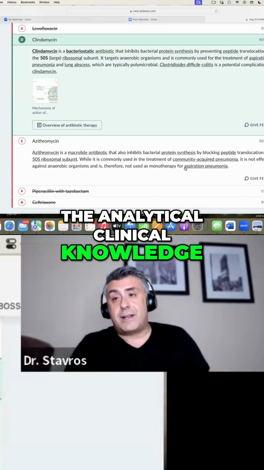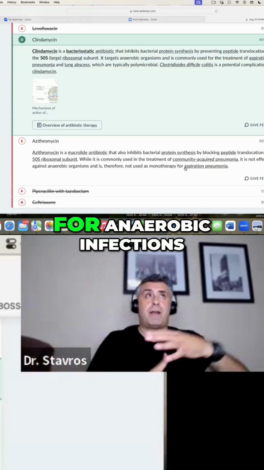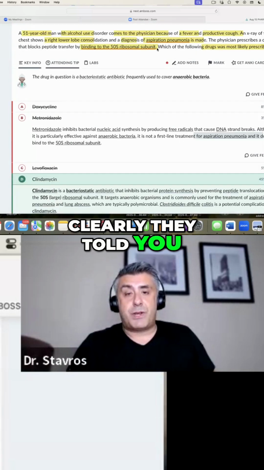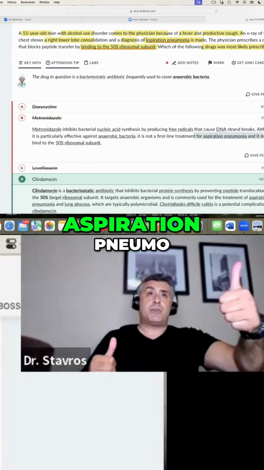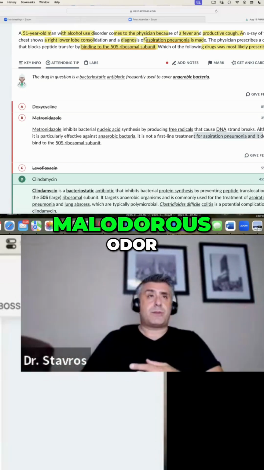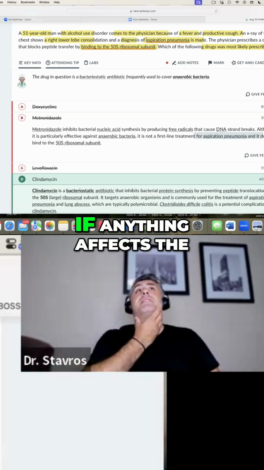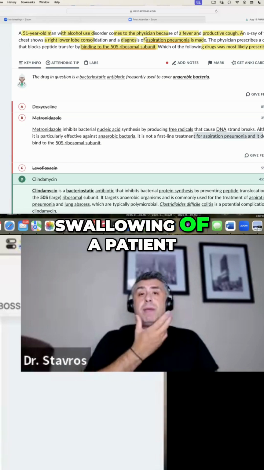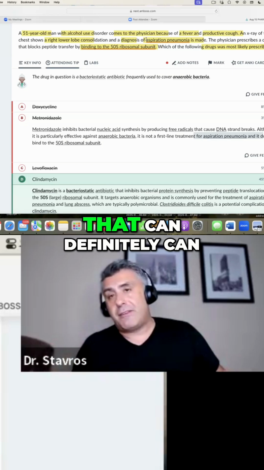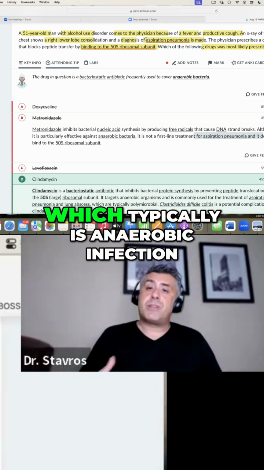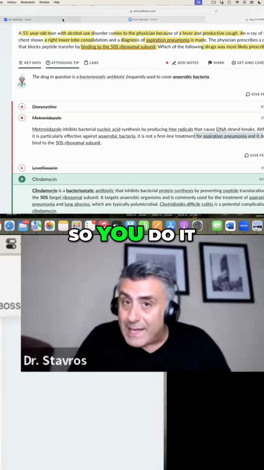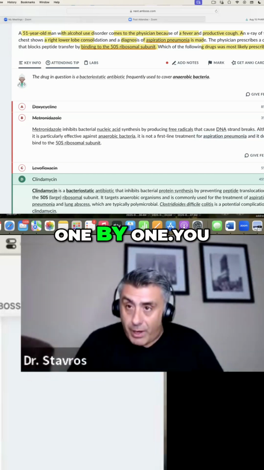The analytical clinical knowledge has to come in and say, all right, well, some drugs are given for anaerobic infections, some are given for aerobic infections. Clearly, they told you aspiration pneumo. You need to know aspiration pneumo, anaerobic infections, foul-smelling odor, malodorous odor. There's questions. If anything affects the swallowing of a patient or chronic alcohol use or immobility, that can cause aspirating, which typically is an anaerobic infection. We typically give clindamycin as the answer. So you do it like this, ladies and gentlemen, one by one.